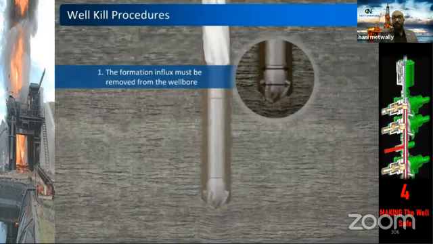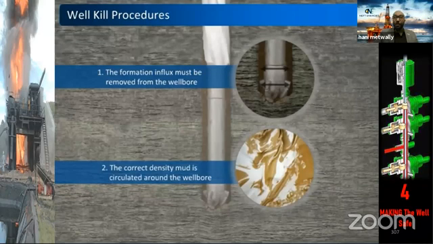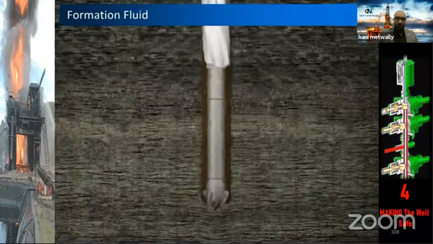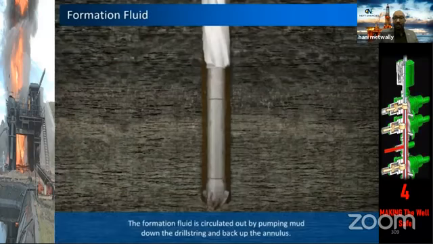So first, the formation influx must be removed from the wellbore. We need to remove the influx out. Second, we need to pump the correct density because remember, what is the problem from the beginning? From the beginning, the density of the fluid is not enough to control the formation pressure. So in this case, we need to pump another, heavier fluid that can control the formation pressure. From where do we pump? We will pump our fluid through the drill string, the pipe, up to the annulus side.